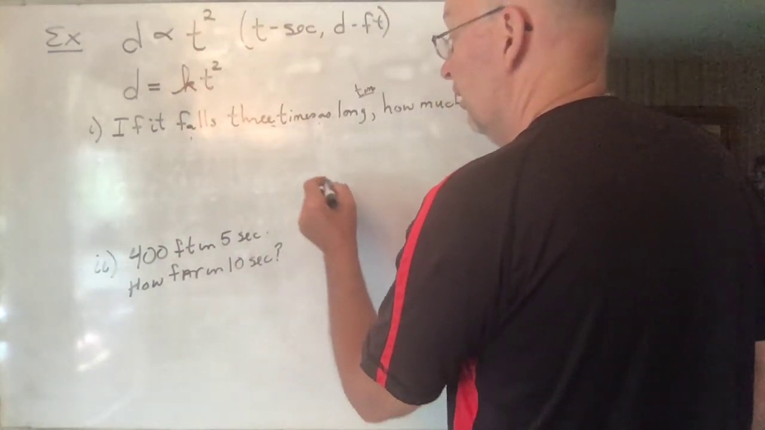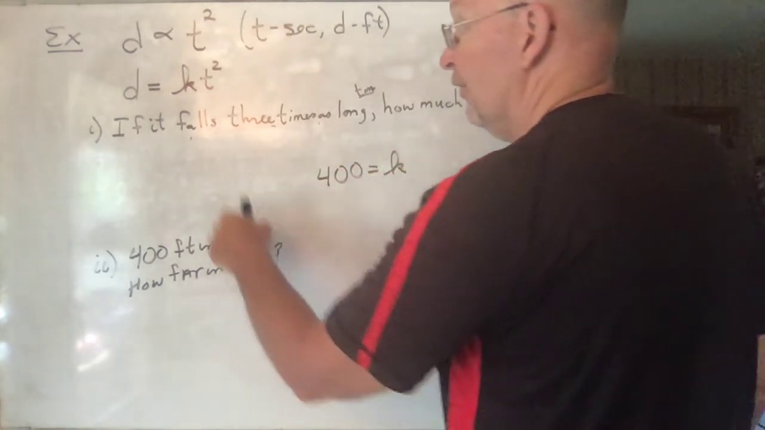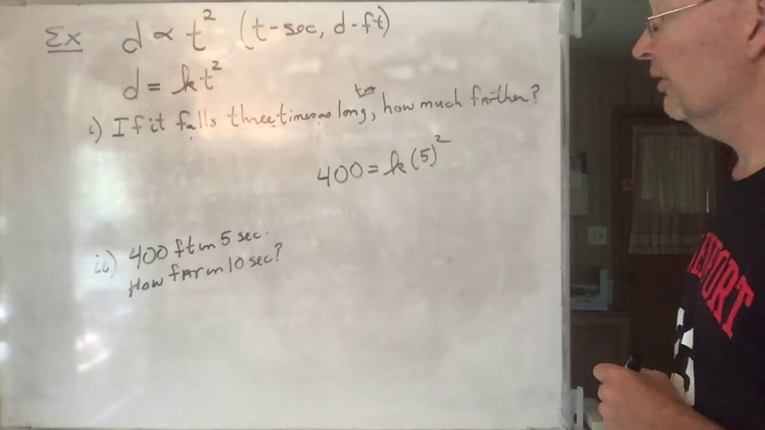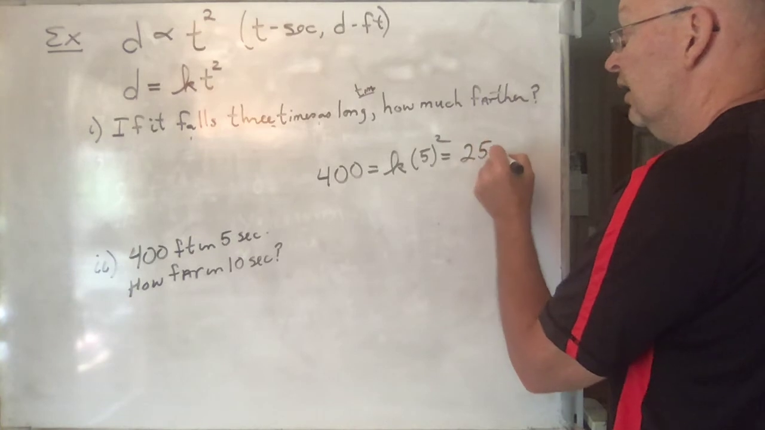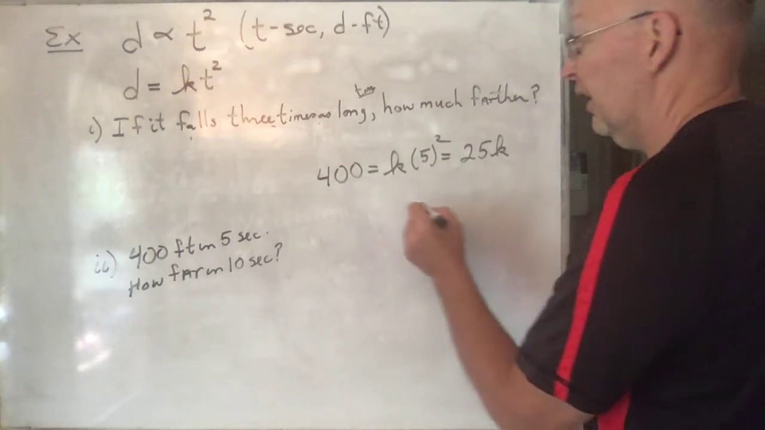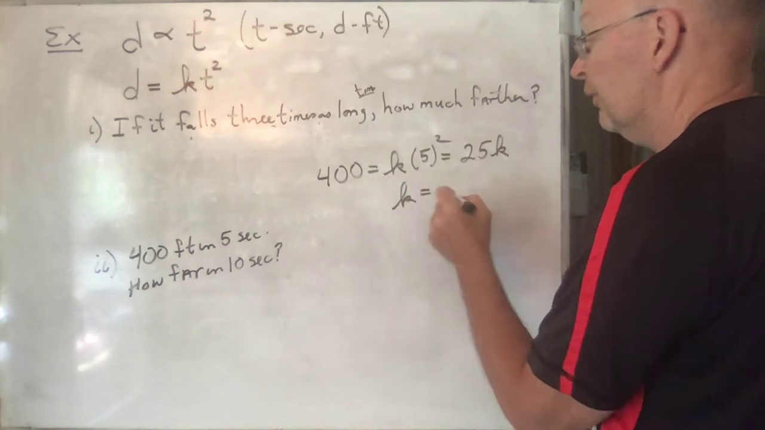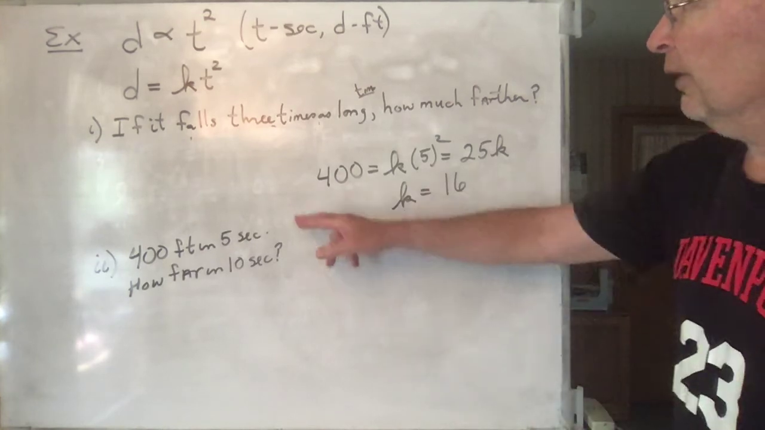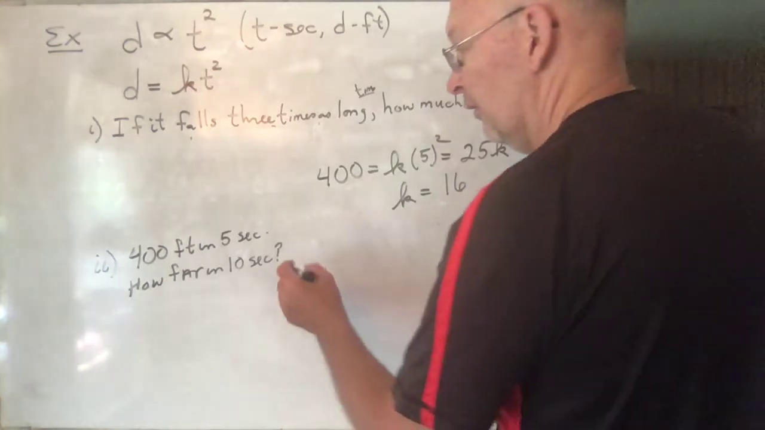So what do we have here? We have 400 feet is equal to k times 5 seconds squared, which is equal to, what's 5 squared? 5 squared is 25, so 25k. Now I can divide both sides by 25, and I get k equals, I know that 4 quarters give me $1, so 16 quarters will give me $4, so that must be 16. So there I actually found the value of k. It takes a little work to find the value of k, but once you have it, now you can solve lots of different things with it.